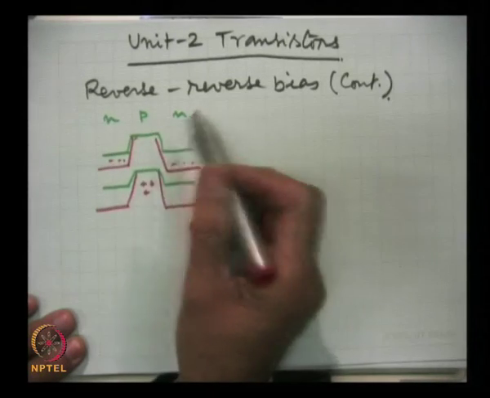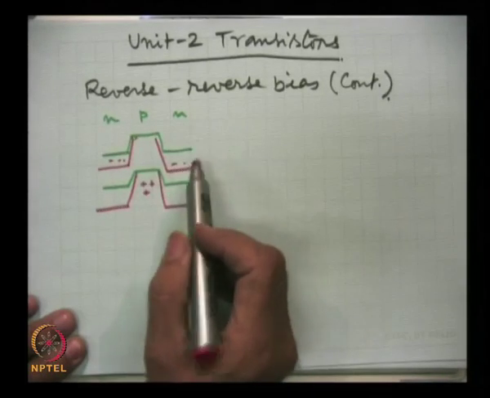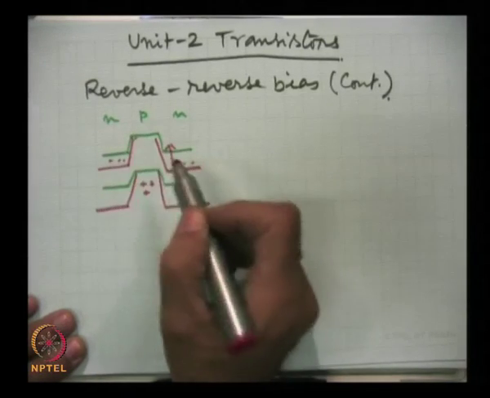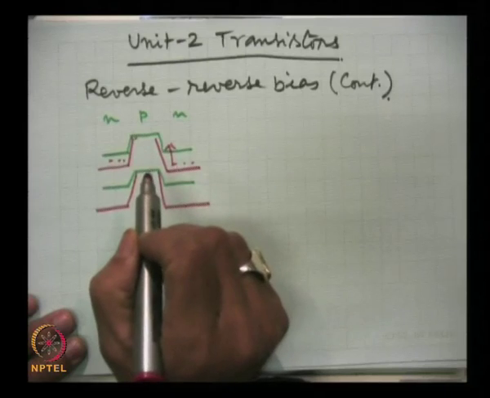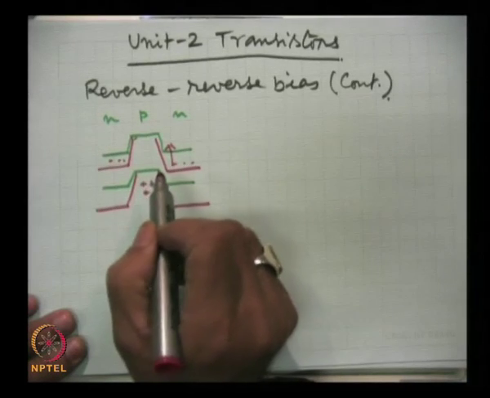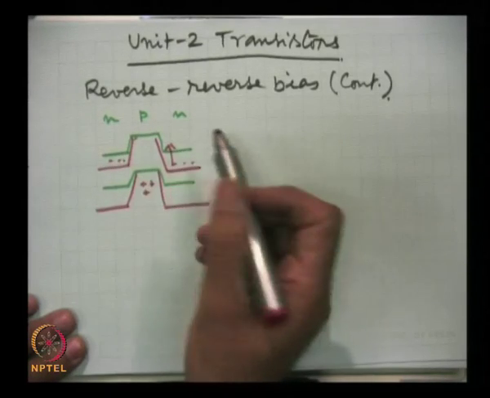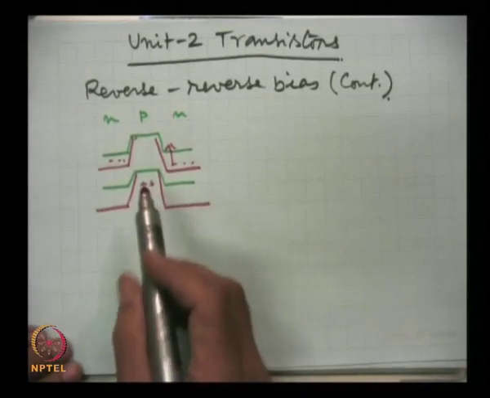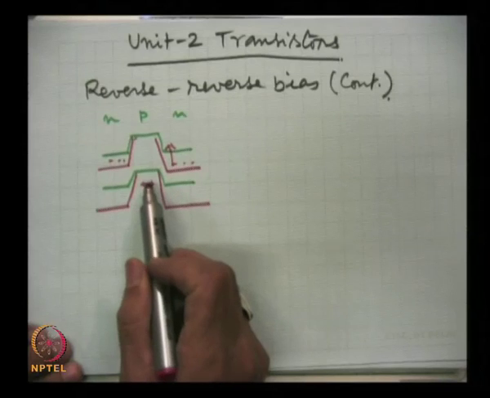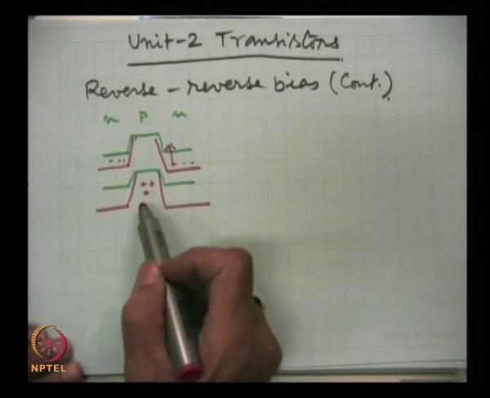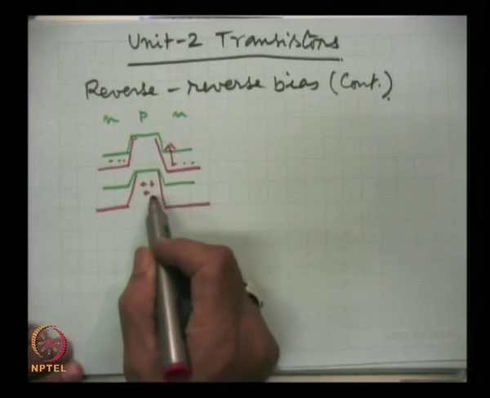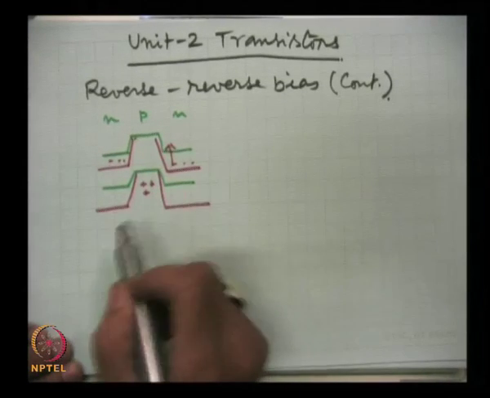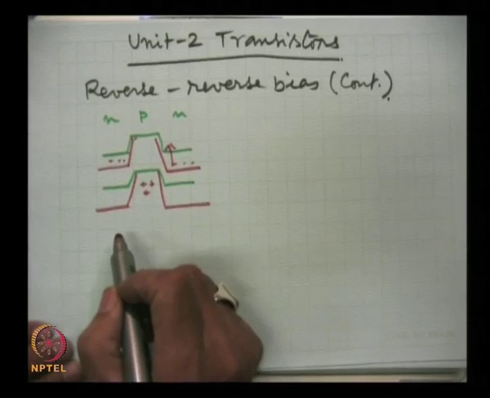The height of the barrier has gone up, so they will not be able to cross over to the p side or to the n side, and similarly the electrons from this side will not be able to go over the potential barrier, because it is now much higher. Even in equilibrium they were not able to move, that is why equilibrium was achieved. Similarly, these holes from the p region of the base will be unable to diffuse either to the collector or to the emitter side.